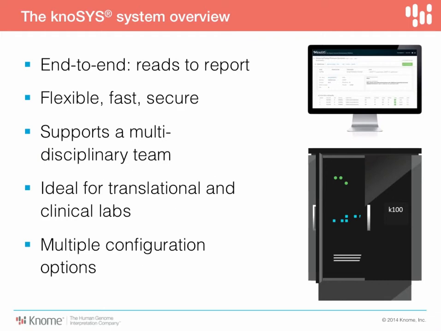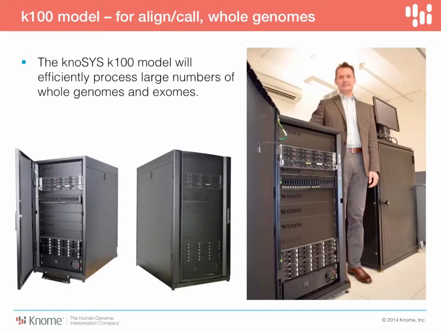So the larger system that we start with, for aligning and calling, is the K100 system. And this is really designed for large numbers of whole genomes and exomes. To give you a sense of scale, there's a person standing next to one of the Gnosis units. It's about a half-height rack, a 24U rack, and that's how it's shipped out. There's room for expanded storage as well. As your storage needs grow, we can add additional storage.